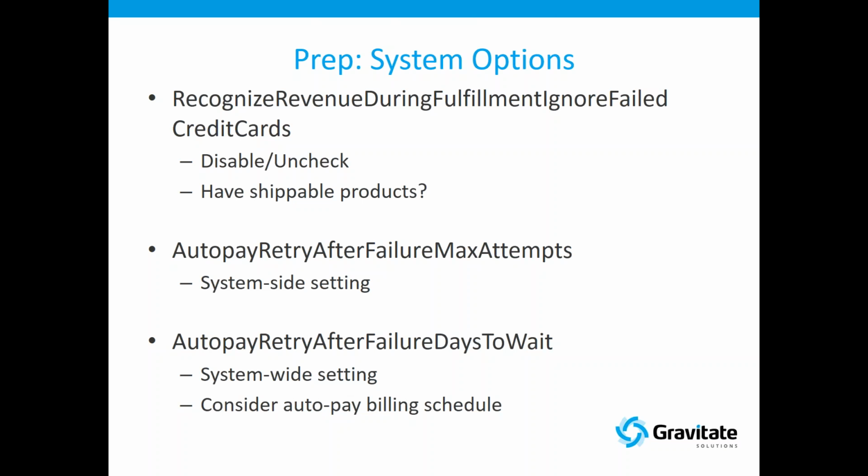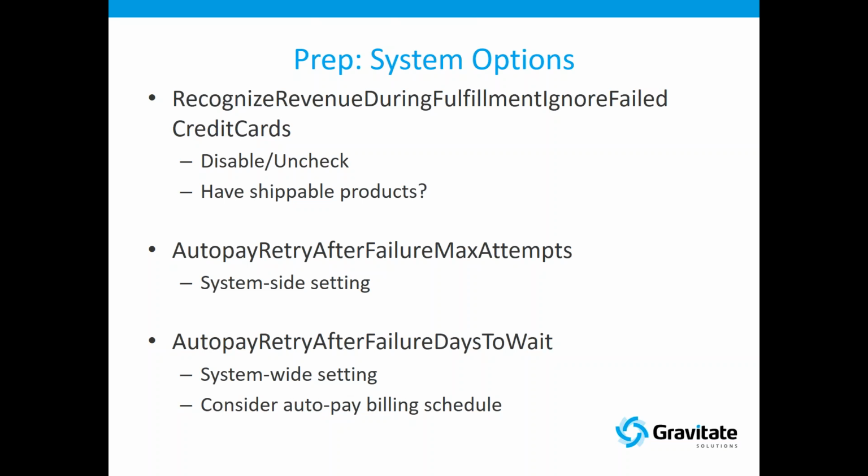Something for your consideration, though, is that if you do have shippable products, you're doing inventory and marking things as shippable, if you are having recognized revenue during fulfillment, you have this ignored failed credit cards, that can impact things as well. So you just want to take that into consideration when you are changing rules around your revenue recognition. And if you have questions about those related to your inventory, feel free to let us know and we can help you on that as well.